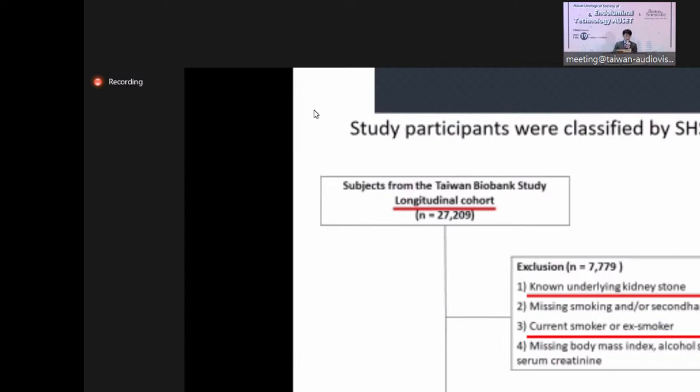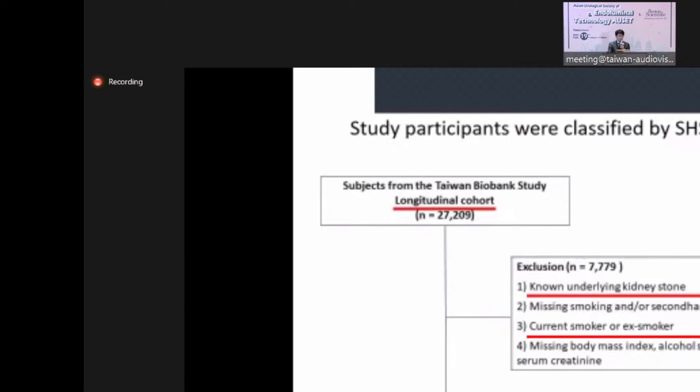This is a longitudinal study. And we exclude participants with underlying kidney stone disease and the current smokers or ex-smokers. Finally, there are 19,430 participants in our study. And we divided them into non-smokers and smokers.